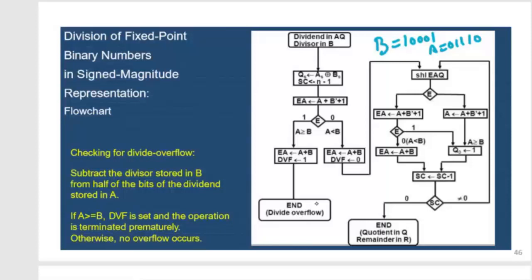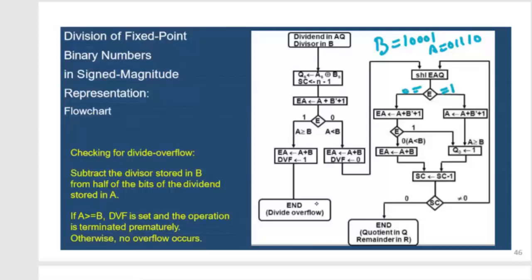But if the divide overflow is equal to 0, then it will move to the shift left operation. So here it's written shift left EAQ. That means the content of EAQ will be shifted to the left position. So here again the value of E will be checked.